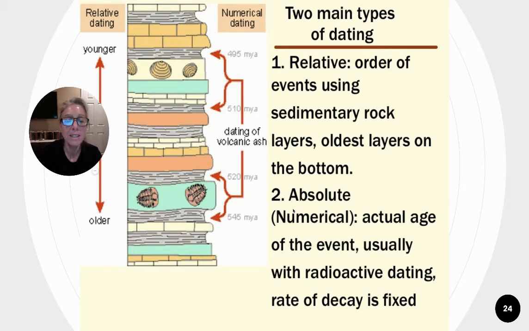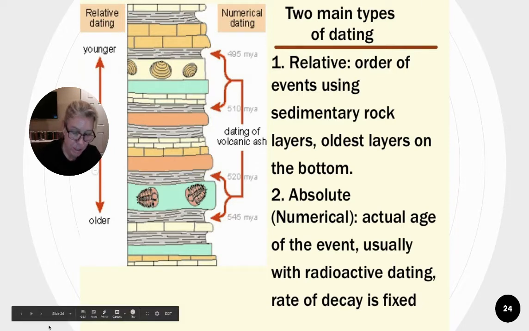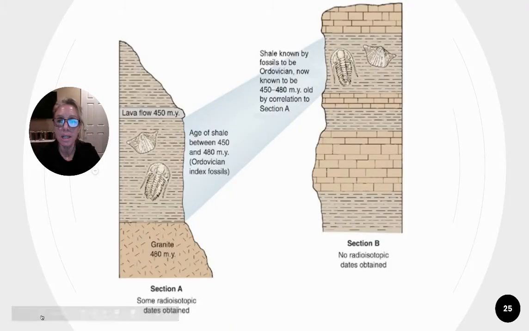Then absolute dating is where you get the actual age of an event. So you're using carbon dating or something along those lines. Now, keep in mind, index fossils: there's only a certain time period when trilobites, this would be a trilobite, were around. And so you can use that also to date the layers above as being newer and the layers below being older. All right. So relative dating is the order of events using sedimentary rock layers, and then absolute dating is when you're looking at the actual age of the event.